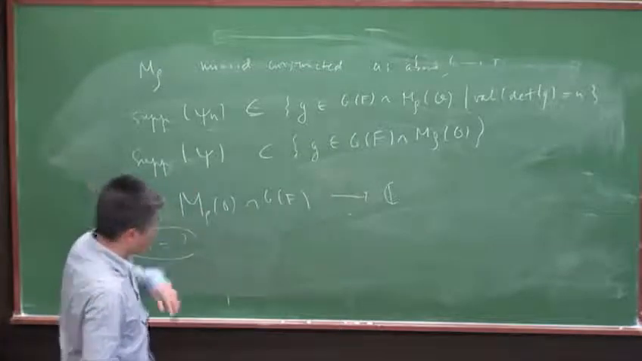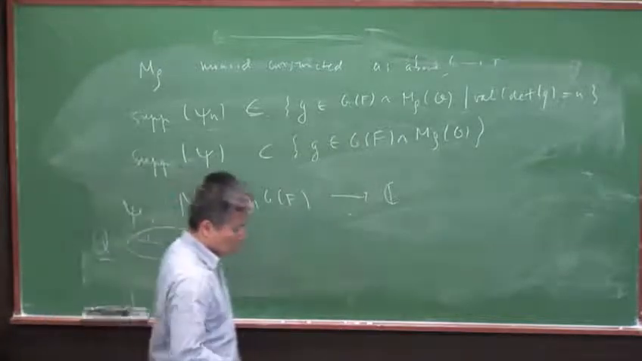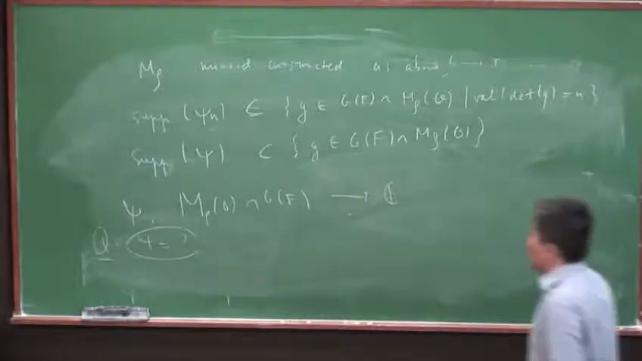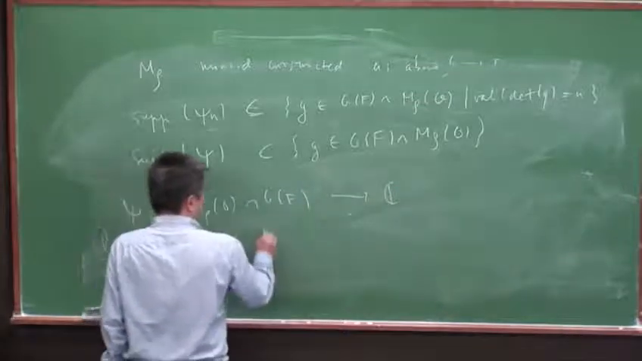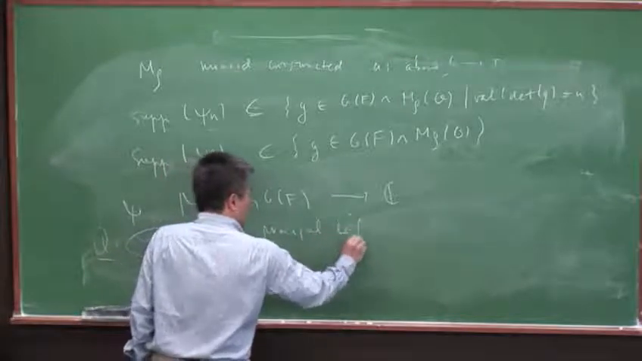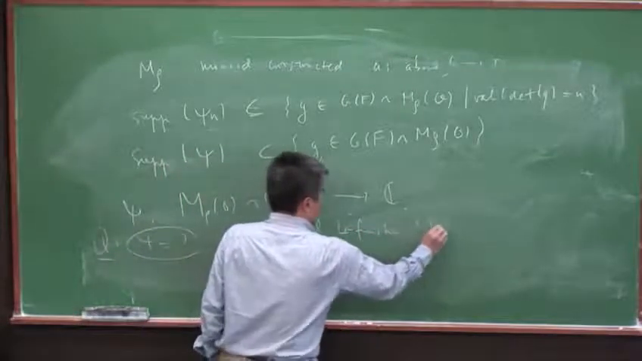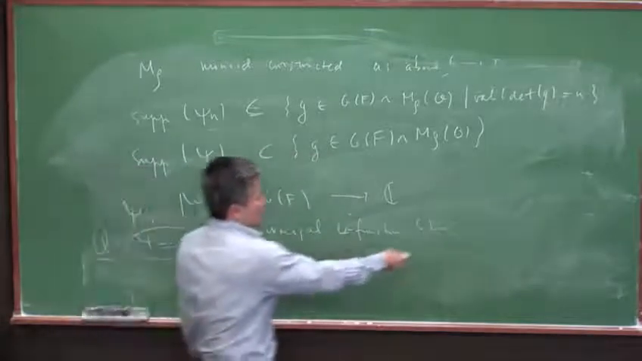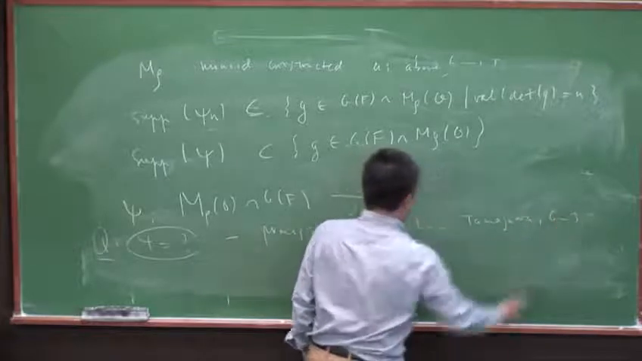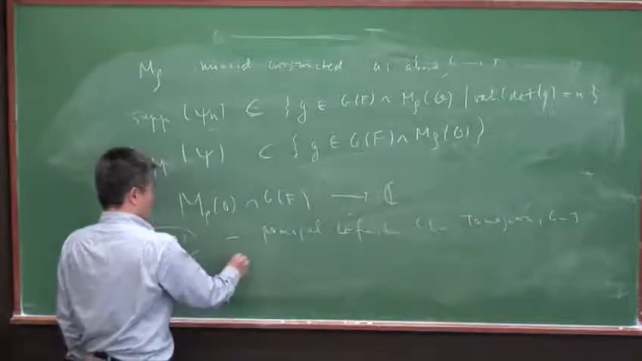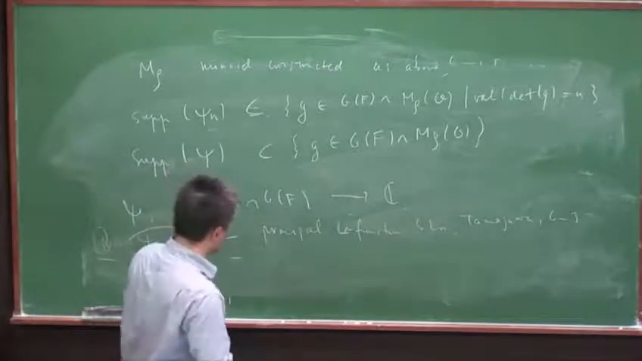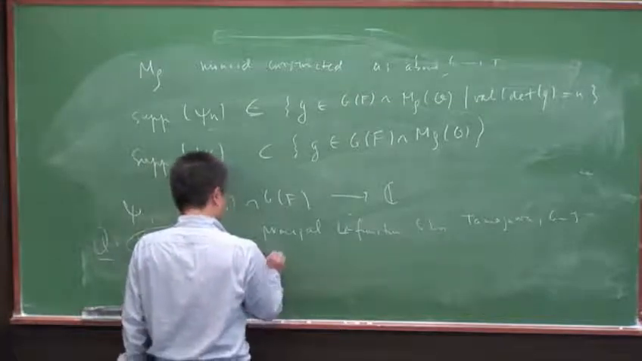So here, there's been some work. Of course there is the principal case, the principal L function for G and N. This is Tamagawa. There has been another case that has been calculated long times ago, this case for cyclic groups.